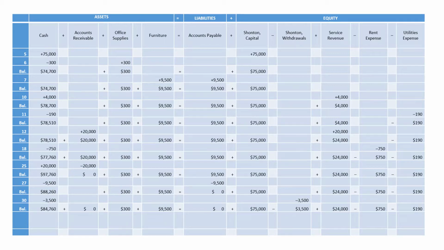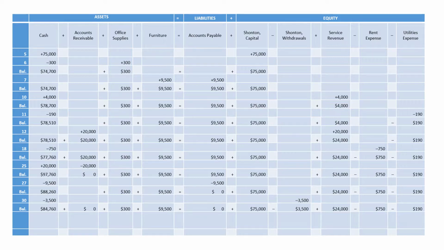Now we definitely want to make sure assets equal liabilities plus equity. So we will take the asset amounts of $84,760 plus $300 plus $9,500. And really, I should be doing that, I don't have the total amounts there. Let me grab my calculator. So $84,760 plus $300 plus $9,500. I'm getting $94,560. Those are the total assets.